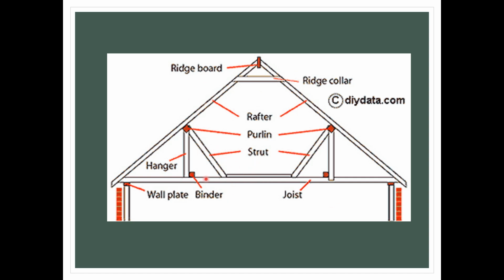So here you can see this is the purlin. Purlin is connected all the way across the rafters. We put the rafter, and then this is the purlin. This is the hanger. Every four rafters we put one hanger. And then these are struts that support the purlin. This is the joist. So you have to recognize and remember all these components.